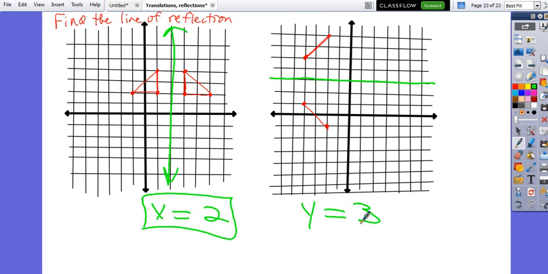Pretty simple stuff. Now we've covered everything we pretty much need to know about how to do reflections. We have learned how to use the rule. We have learned how to write the rule or figure out how to do it on the graph. And now we've figured out what line of reflection we're actually using when they give us the graph.